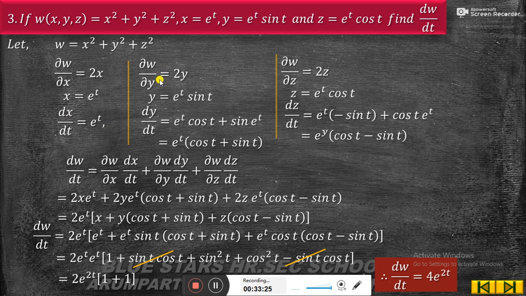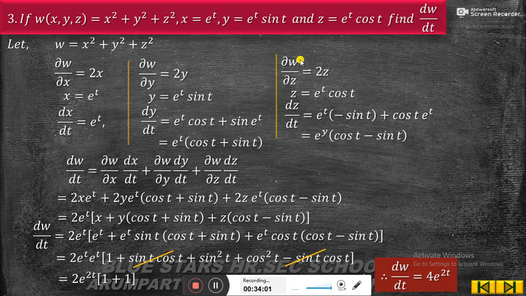Next, ∂w/∂y: we differentiate w with respect to y. x² is 0, z² is 0, we differentiate only the y term, so the derivative of y² is 2y. Now y equals e^t sin t, so dy/dt equals, here there are two functions of t, so e^t into the derivative of sin t, which is cos t, plus sin t into the derivative of e^t, which is e^t. So I write e^t outside: e^t (cos t + sin t). So this is dy/dt.